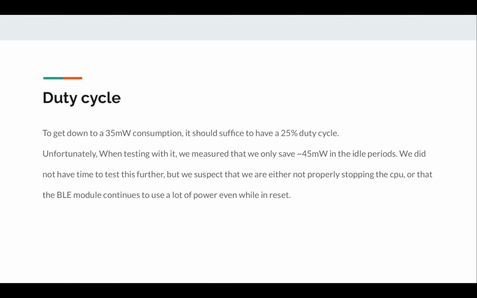We did play with duty cycle. So with our target, we should be able to get down with a 25% duty cycle, but when testing, we didn't save as much. The problem is probably with how the CPU is shutting down and how the Bluetooth is shutting down, but we did not have enough time to complete this analysis.